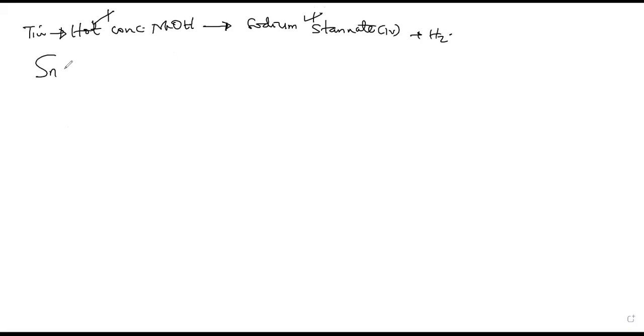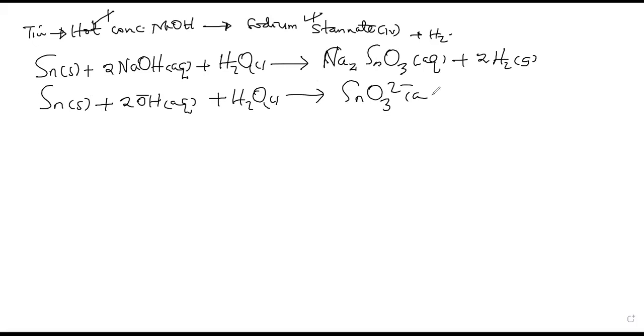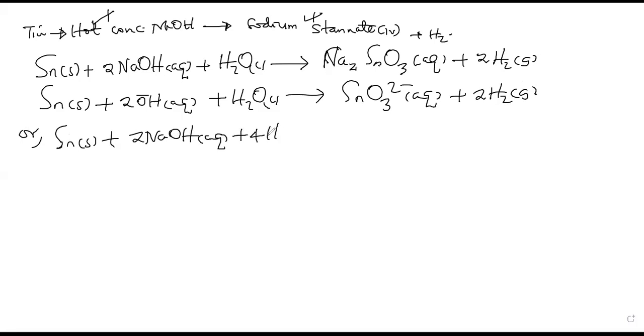Equations: you can write tin reacting with sodium hydroxide and water. You'll form sodium stannate 4 and hydrogen. Or you can write the ionic form: tin plus 2 hydroxide ions plus water, you form SnO3 2 minus and hydrogen gas. Or you can write tin plus sodium hydroxide plus 4 molecules of water. Still, you're going to form a stannate.